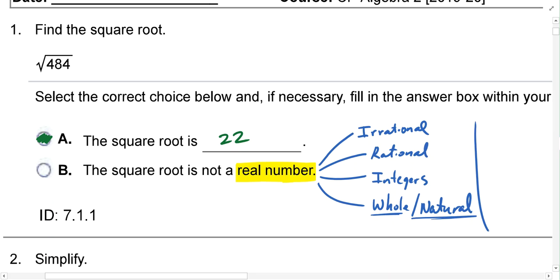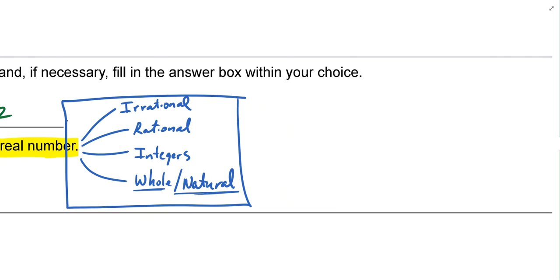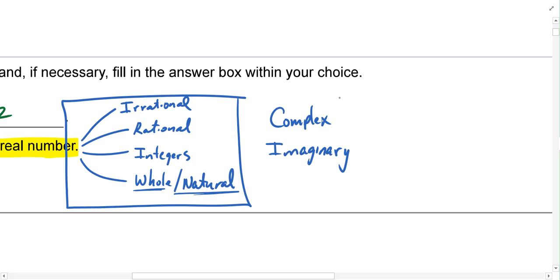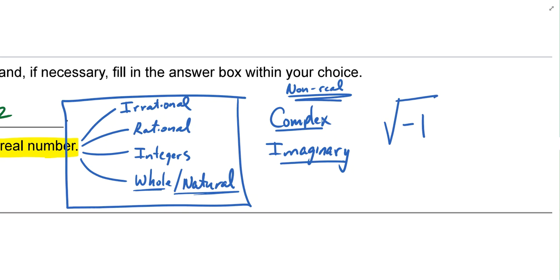So if this is the list of what we call real numbers, what are the numbers that are not real? Well, we're going to learn more about those in this class, but really, numbers that are not real are sometimes called complex, and sometimes the word imaginary is used. Complex numbers and imaginary numbers, those are the non-real numbers that we're going to focus on in this class. So essentially what's going to happen here is if we are ever asked to take the square root of a negative number, that's going to produce a non-real result.